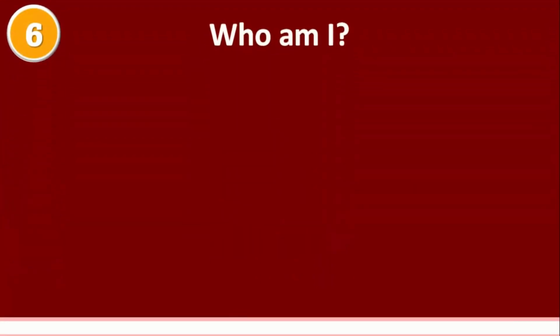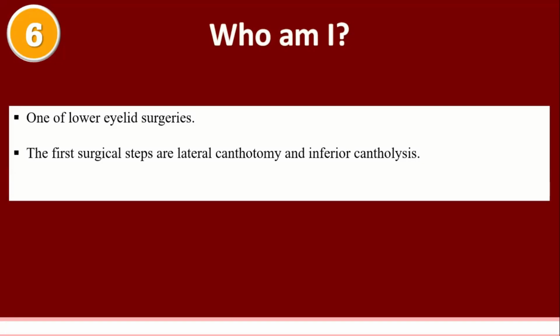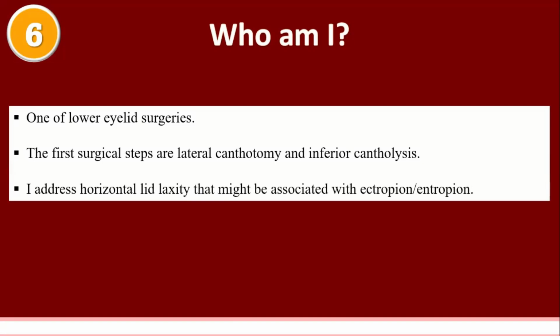So this is a text. My question is: who am I? I am one of the lower eyelid surgeries. Okay. The first surgical steps are lateral canthotomy and inferior cantholysis. I address horizontal lid laxity that might be associated with ectropion or entropion. Who am I? Lateral tarsal strip, no? Because it's easy, I'm giving you half a mark.